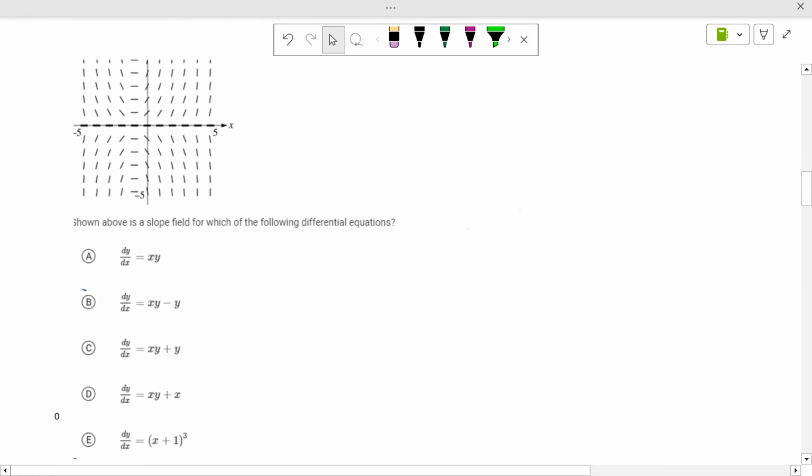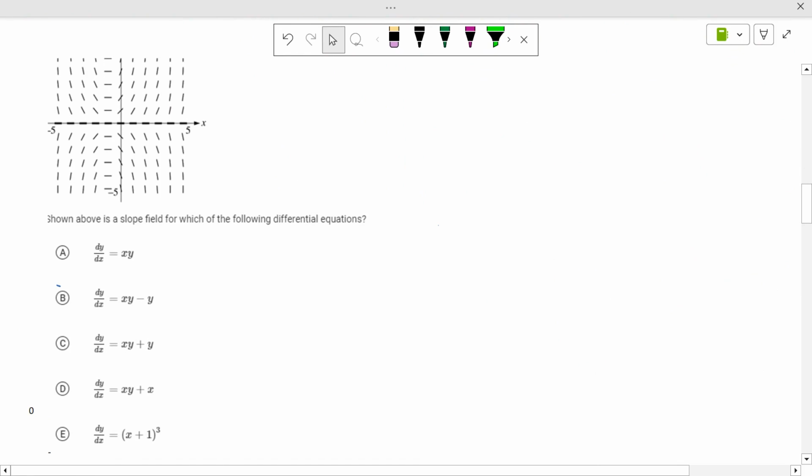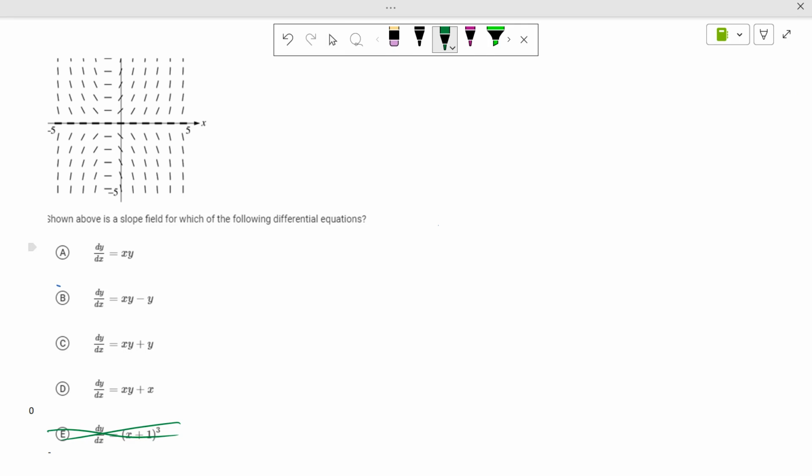Which of these fits that slope field? Well, 0, 0 is obviously a slope of 0, so it would fit there, there, there, and there. It wouldn't fit there, right? Because 0, 0 would be 1 cubed. So E is out at 0, 0. Then we go to like 1, 1, and it looks like there's a slope of 1. So that would work there. 1, 1 would have a slope of what here? 0. So B would be out.